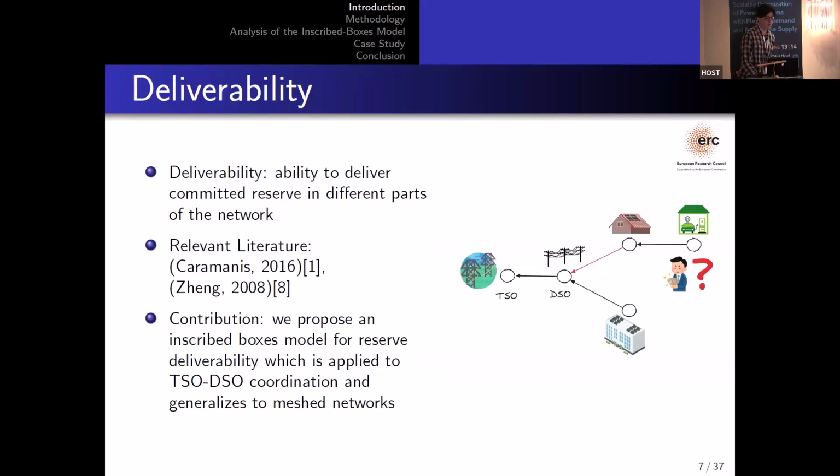Finally, there's the concept of reserve deliverability, which is the ability to deliver committed reserve in different parts of the network. Professor Karamanis, who I think is not here today, and Professor Zejun have talked about it in the past. Our contribution is that we propose an inscribed boxes model for reserve deliverability, which is applied to TSO and DSO coordination and generalizes to mesh networks. Basically, we generalized Professor Karamanis' model to a more computationally tractable one, as I'm going to present later.